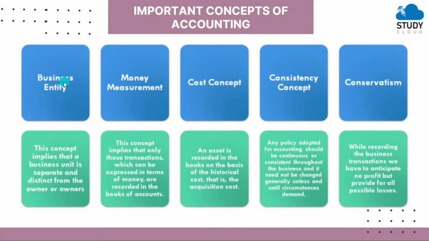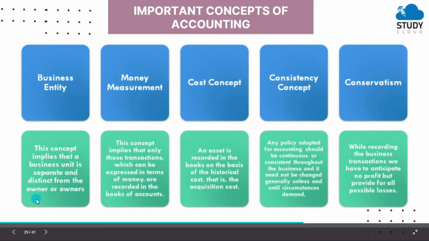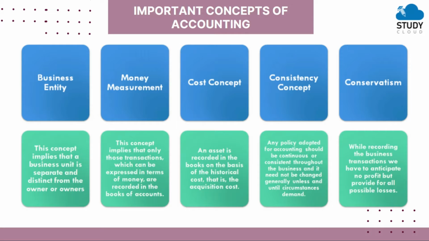The first concept is business entity. This concept implies that a business unit is separate and distinct from the owner or owners. Now a businessman and his business will be different from each other. For example, your personal transactions are not recorded in the books of accounts except capital and drawings. Whatever business transactions you do, that is different. Whatever personal transactions you do, that is different. In the books of accounts, you will record only business transactions.